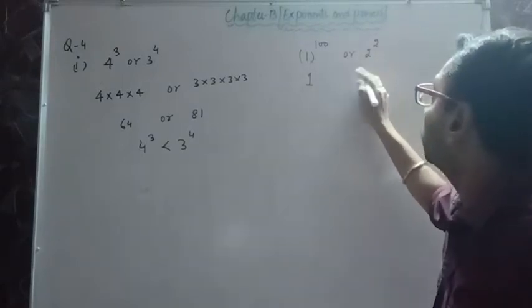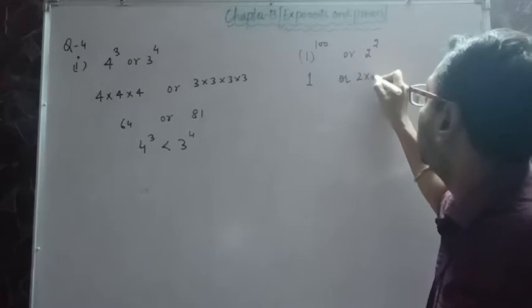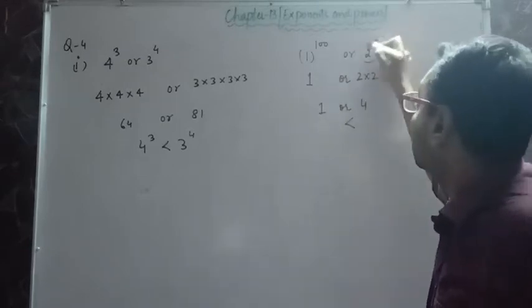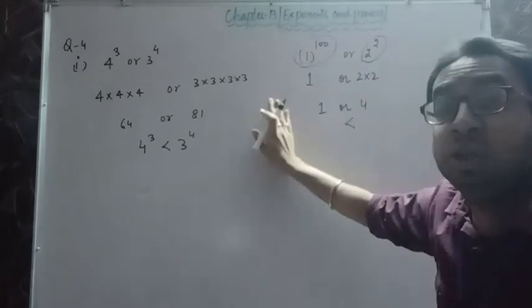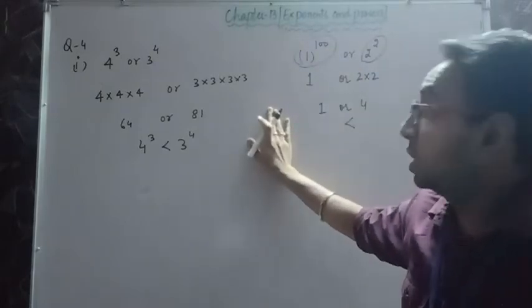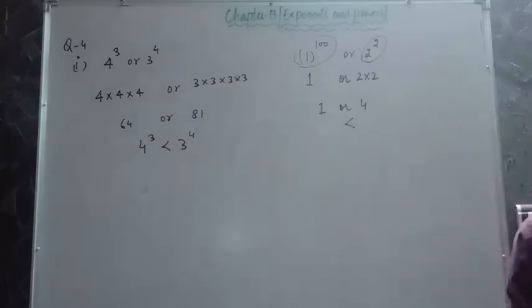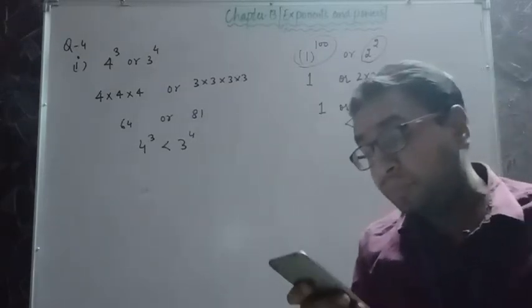But what is 2 raised to power 2? 2 raised to power 2 means 2 into 2, so 4. 1 or 4, which is bigger? 4 is bigger. So here the exception is there. So you need to be very careful with such things. Don't jump directly to the conclusion. We need to be very alert. We need to be very vigilant.